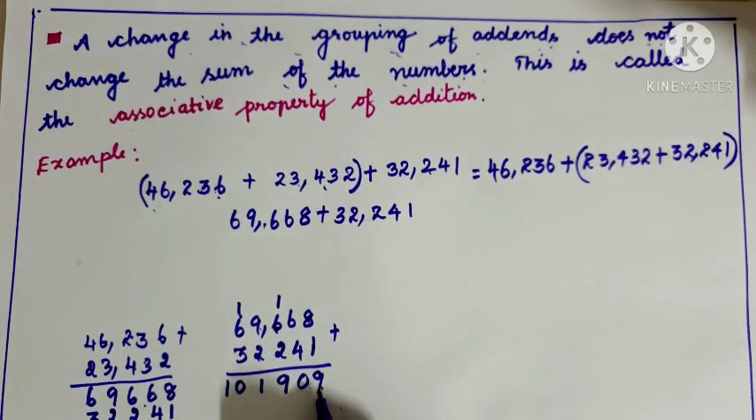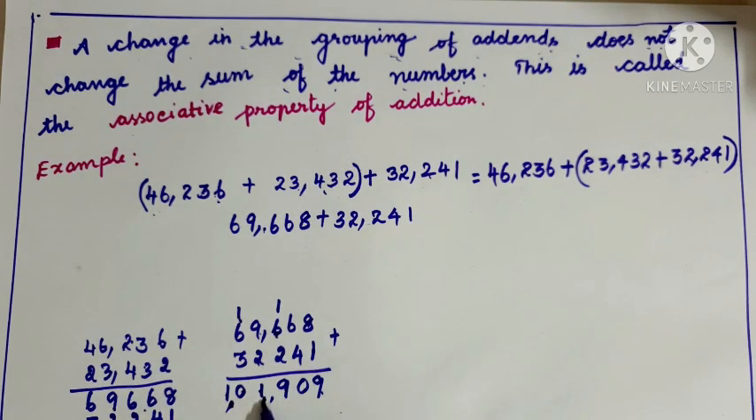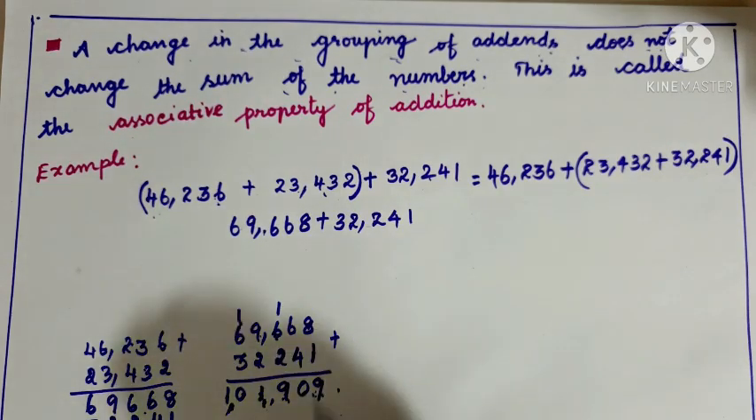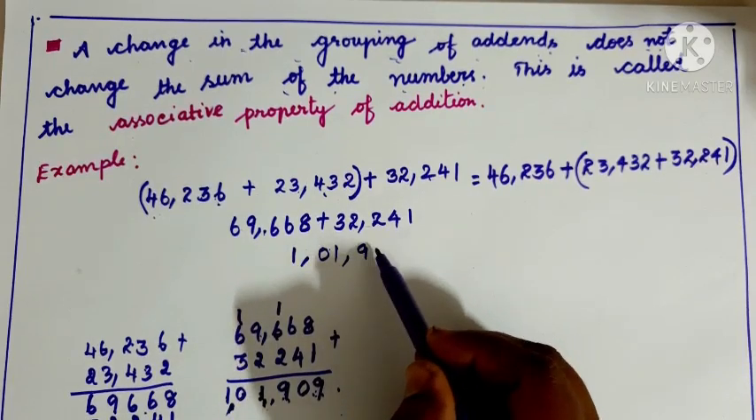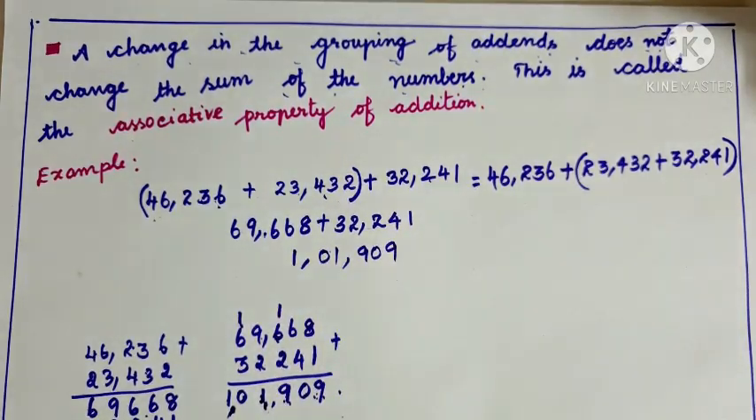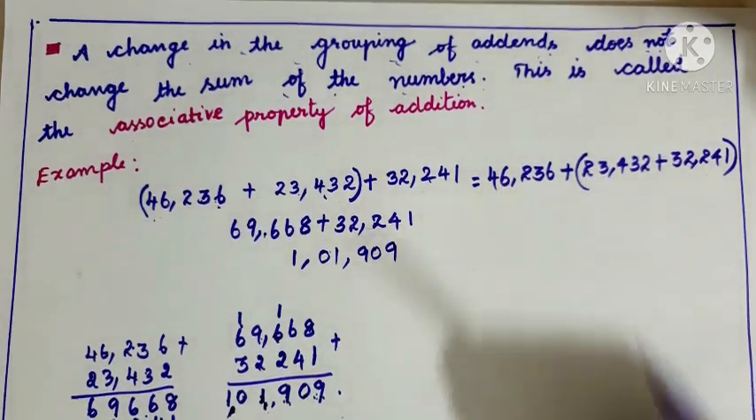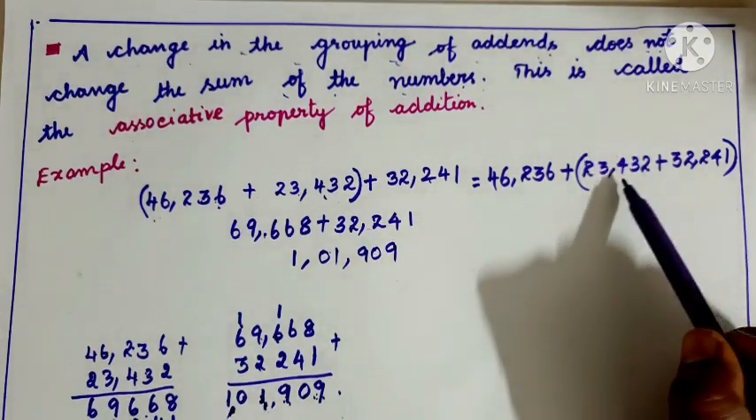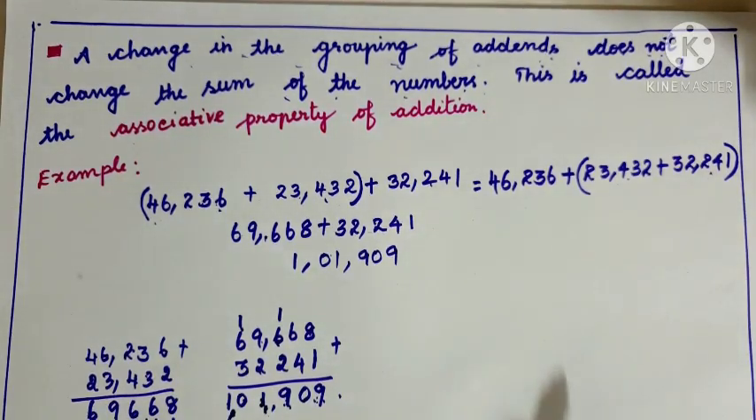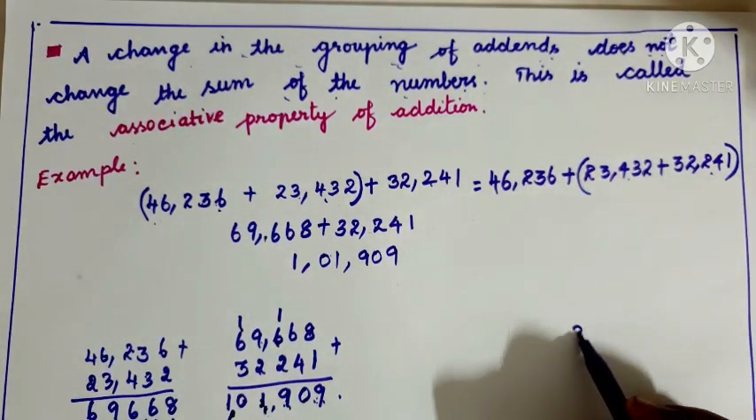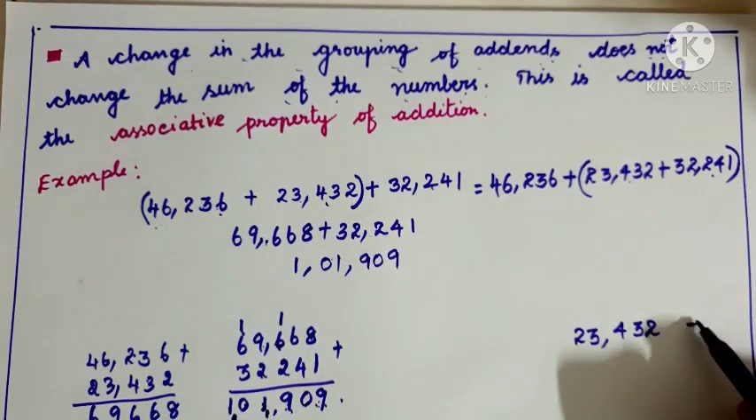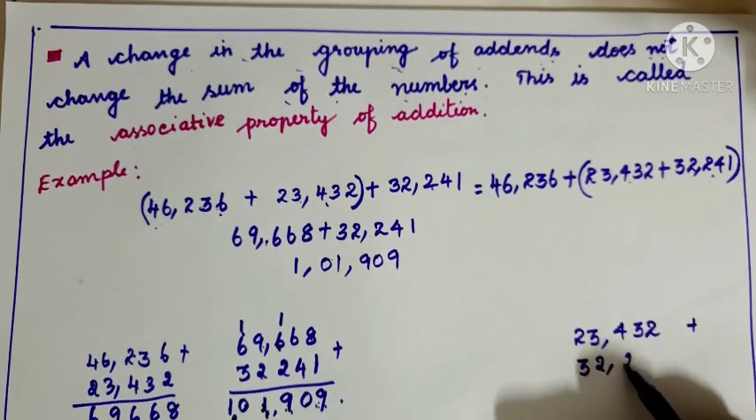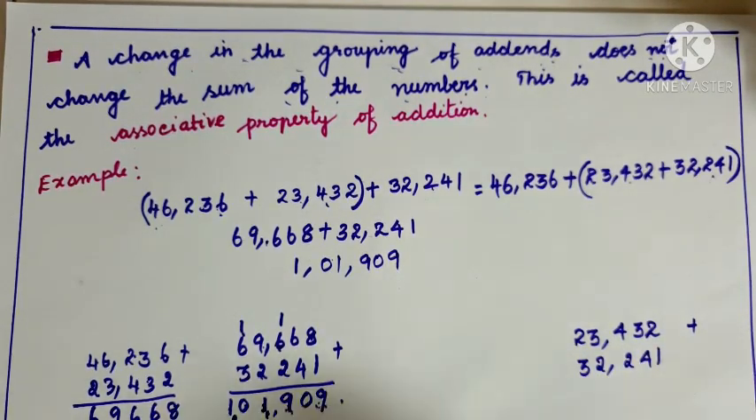so how will you read this? Ones, tens, hundreds, thousands, ten thousands, lakh. Isn't it? 1 lakh, 1,909. So I'll write this. So 1 lakh, 1,909. Same way I'm going to do this. Now what I'm going to do is add these two numbers first. What is that? 23,432 plus 32,241.